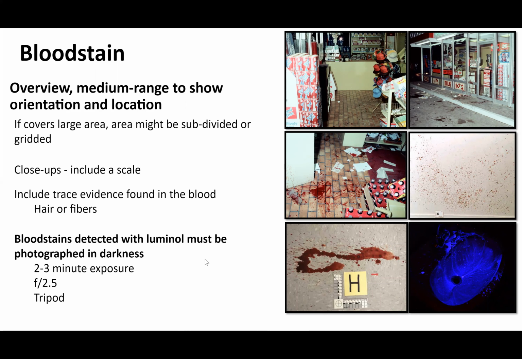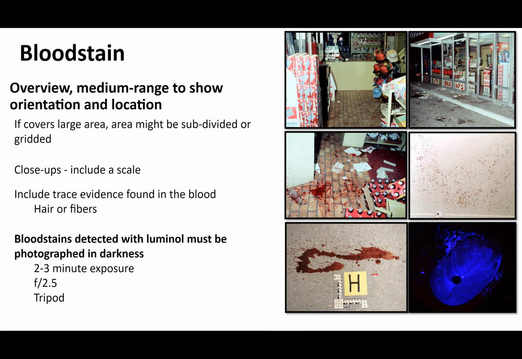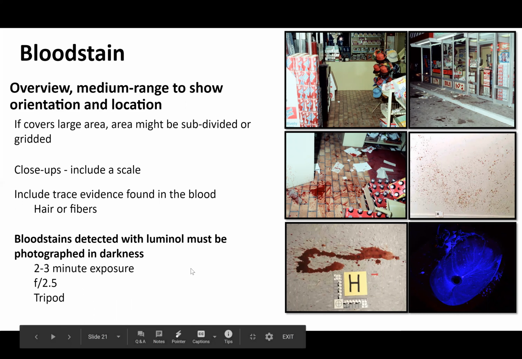Bloodstains detected with luminol must be photographed in darkness. And you might want to make a note of this. I think it's something that you could be quizzed on. You have to have like a 2 to 3 minute exposure to take luminol pictures, right? So you spray the blood or semen with the luminol. Then you have to set up your camera, turn all the lights out, open it up for like 2 to 3 minutes, and then that's when you get your good image. Otherwise, it's not going to show up well.